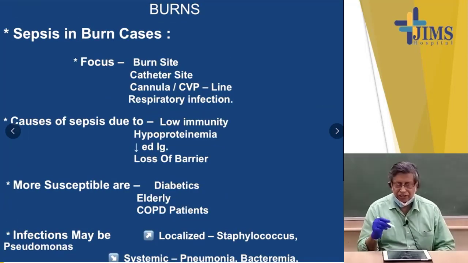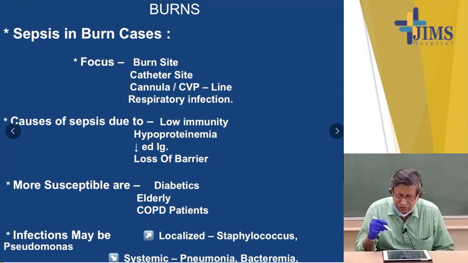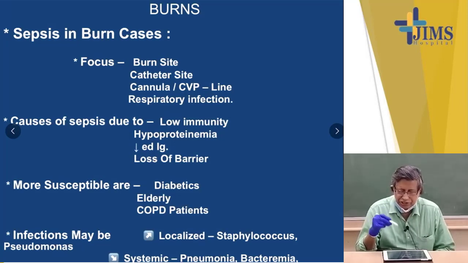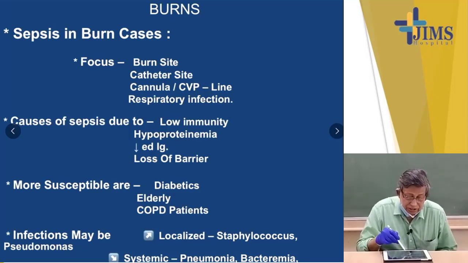Sepsis. When there is a burn, up to 3 days there will be no infection, because all the surface bacteria are dead. From 3 to 5 days gram-positive bacteria appear on the wound, but after 5 or 7 days gram-negative organisms come, and this is most dangerous. When gram-negative organisms come, the patient may suffer endotoxic shock and may die. So this is sepsis and septic shock, and it is more common in diabetic, elderly, and COPD patients.